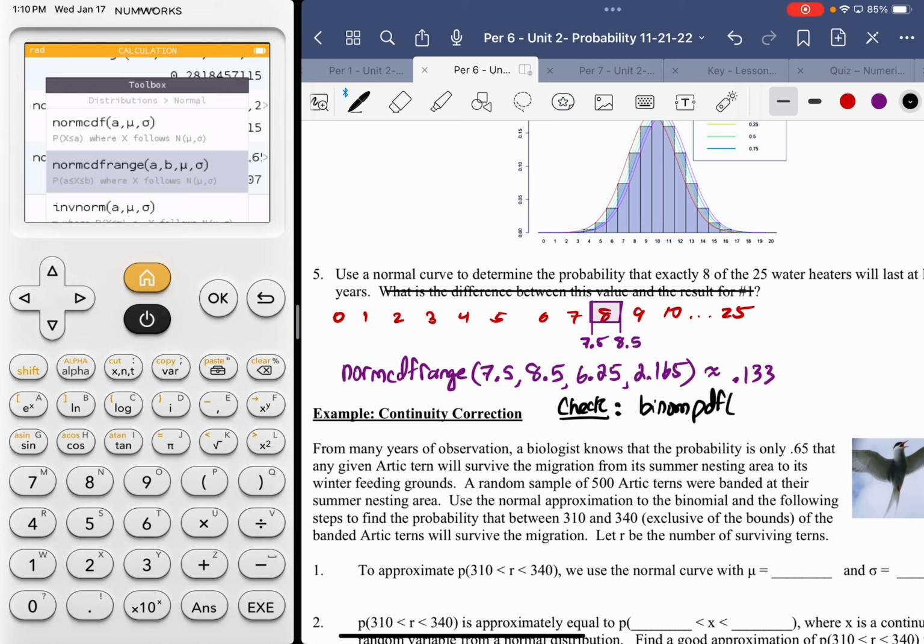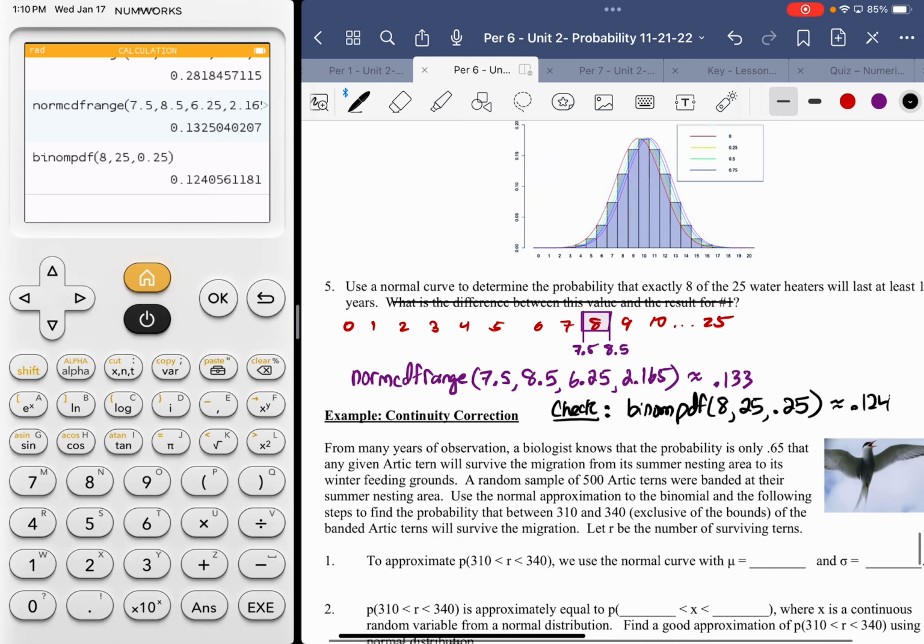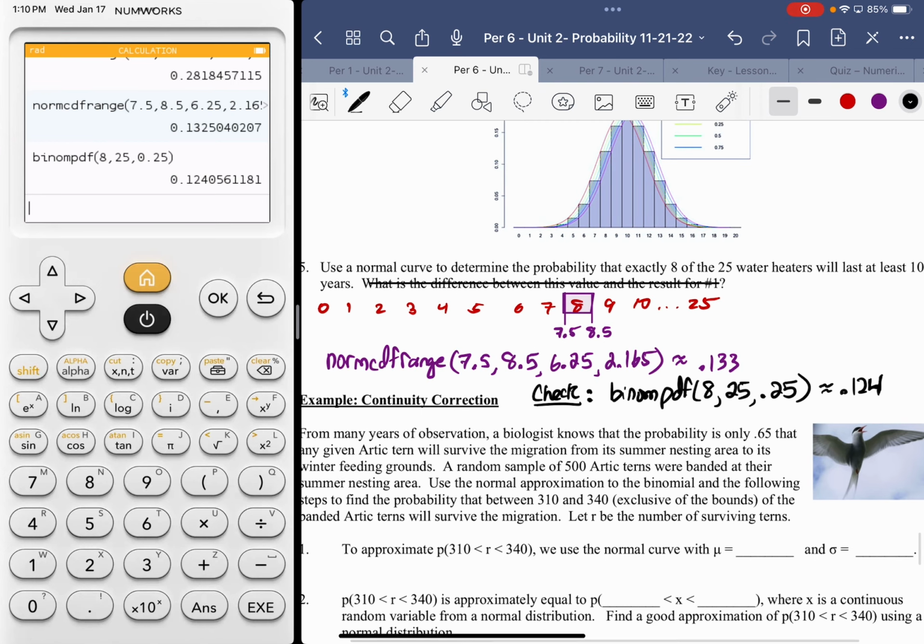All right, so binomial PDF, we're looking at 8 with a number of trials 25, probability of success 0.25. And we get about 0.124. All right, so that 0.124 is the correct answer. That 0.133 is the approximation of that correct answer. So there is a little variation. You wouldn't expect it necessarily to land on precisely the same number. That can happen, but you wouldn't expect that.